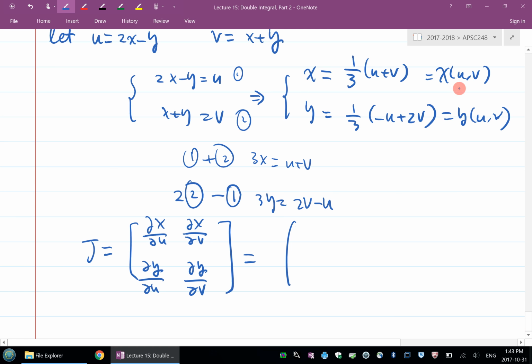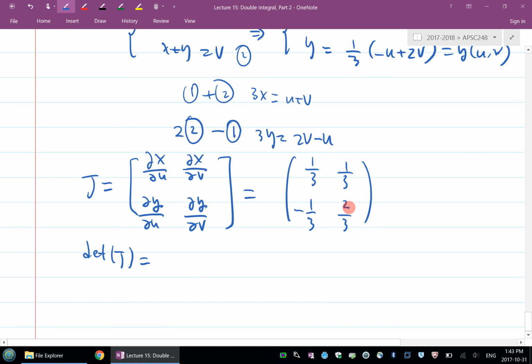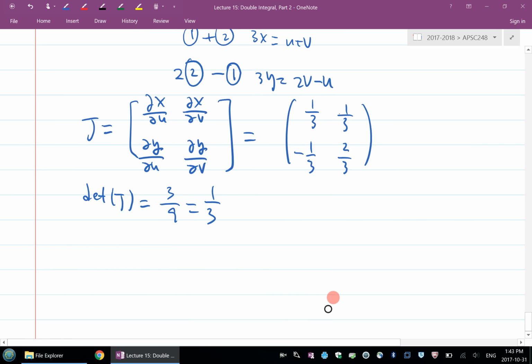Okay, so x is this, y is this. Very simple partial derivative. So we have 1/3, 1/3, negative 1/3, 2/3. Then the determinant of this Jacobian is this times this minus this times this, which is what? 2 over 9 plus 1 over 9. So 3 over 9, so 1/3. Right? Okay? So that's your determinant. It's a naturally positive number.